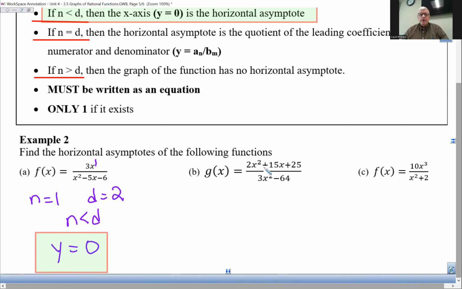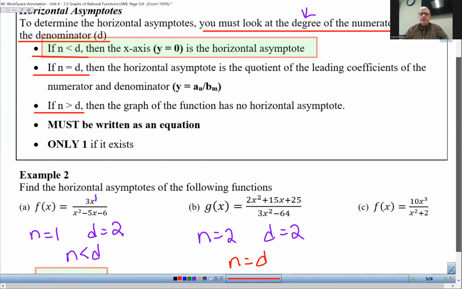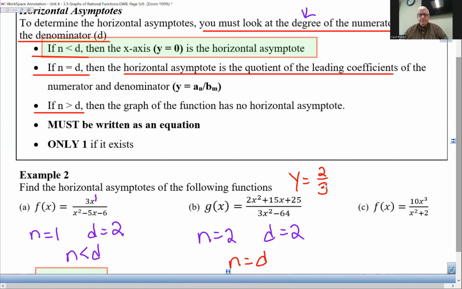Okay, for our second one, our numerator degree is 2. Our denominator degree is also 2. So this time the numerator is equal to the denominator. And you can see that's the second situation. Let's slide up a little bit. And in this case, the asymptote is the quotient of the leading coefficients. So our leading coefficient for the numerator is 2. The leading coefficient for the denominator is 3. So our asymptote would be y equals 2/3. So that's when the degrees of both of them are equal.